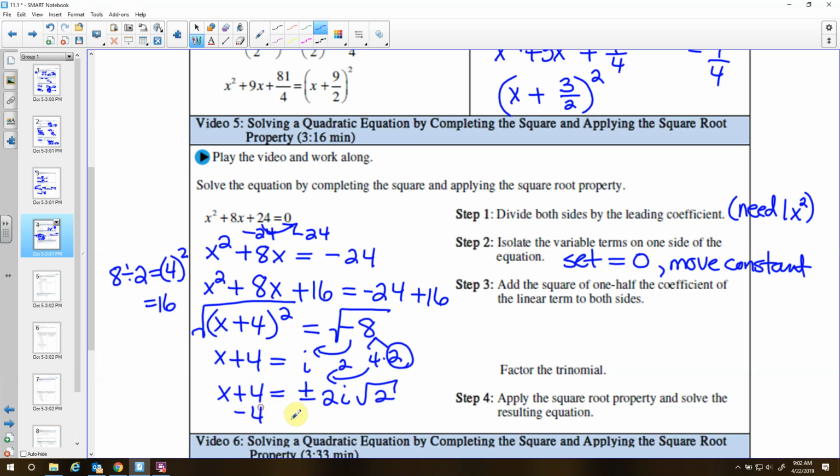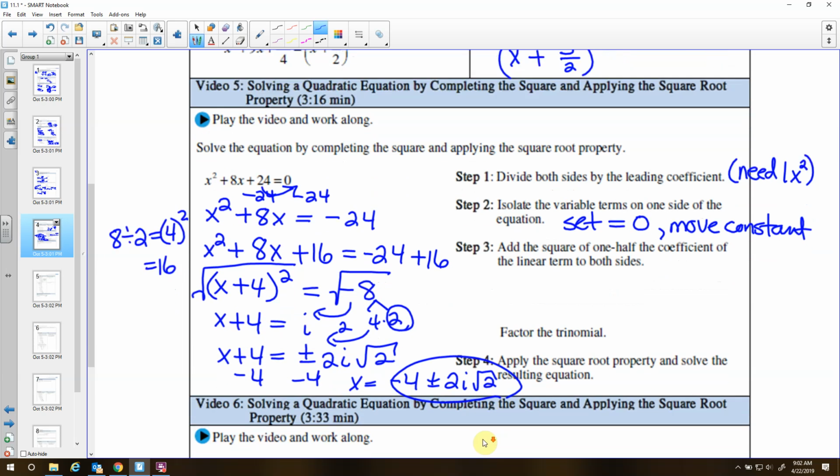Now solve for x. Bring the 4 over. So x equals negative 4, because I had to subtract 4, plus or minus 2i square roots of 2. Whew! That took a lot of work, didn't it?